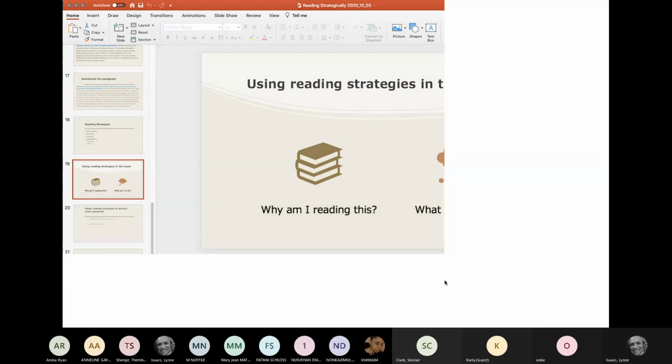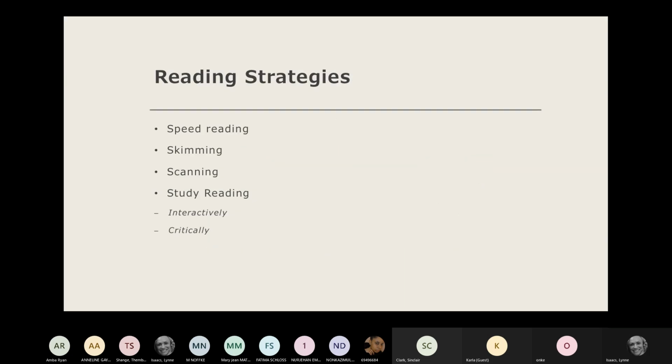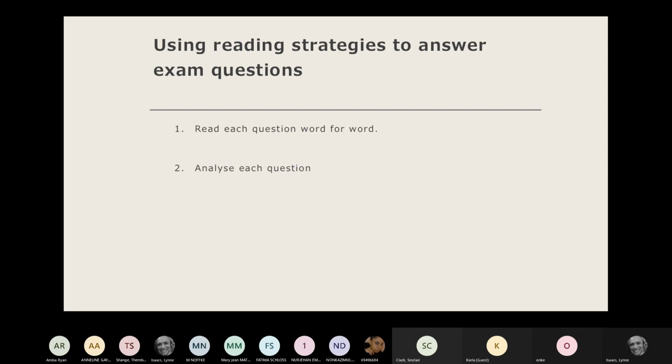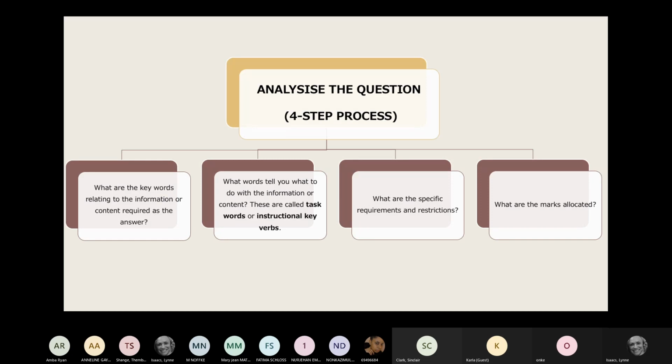So you're probably wondering, what has all of this got to do with the exam? Okay. So you're going to use these reading strategies in the exam. You're going to have to ask yourself, why am I reading this? What am I supposed to do? So you're going to use these strategies to answer the exam questions. You're going to read each question word for word. You're going to analyze every question. And the way in which you analyze the question is to use these 4 questions to make sense of the question. So for example, maybe next time what we can do is look at the past paper, and we can analyze using our reading strategies and using these 4 steps.